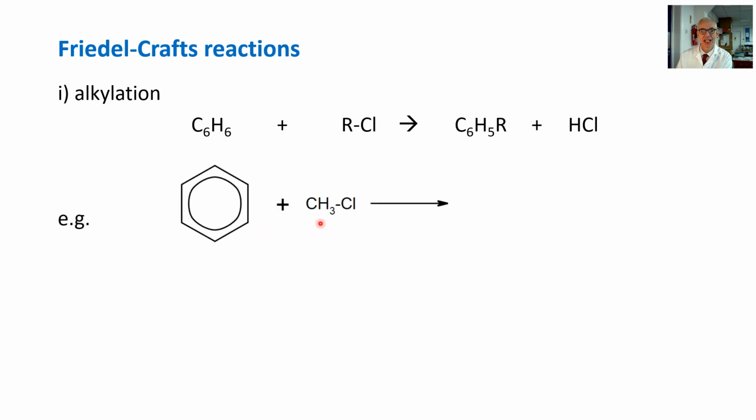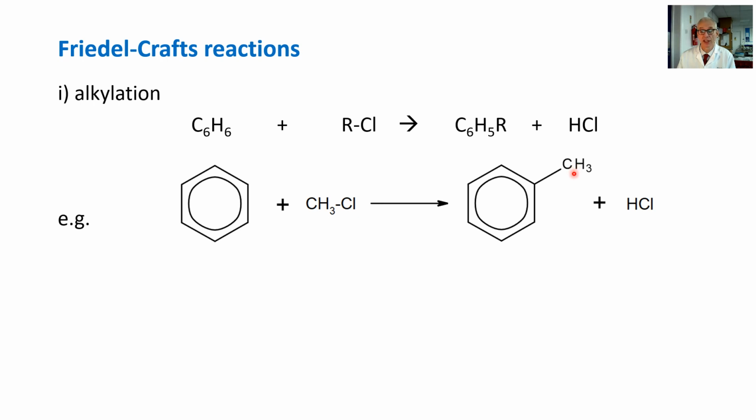So here's benzene and here's chloromethane. There's the pattern. Can you apply it to this example? Pause, think it through, come back when you have an answer. Okay, so what we're going to do is break the carbon-chlorine bond here. The chlorine's going to come off as hydrogen chloride, and the R group, the alkyl group, the CH3 group, is going to bond directly to the benzene ring. So we've got a carbon-carbon bond being formed.